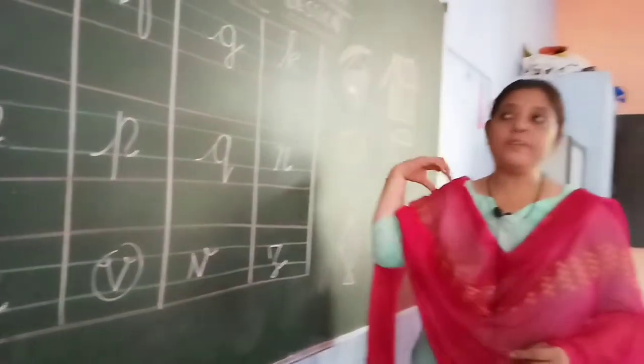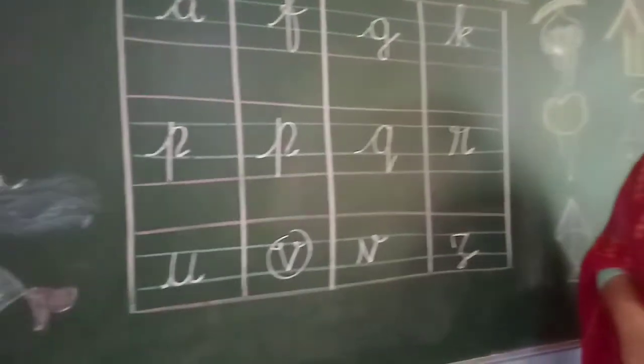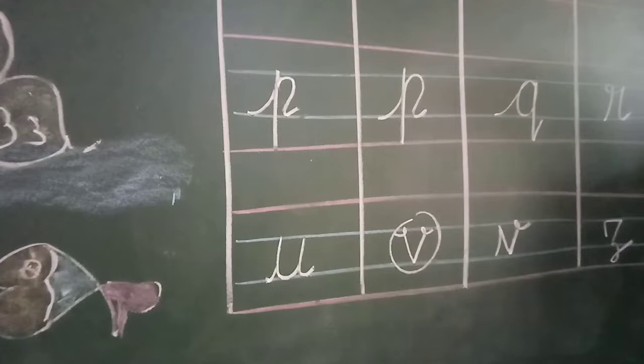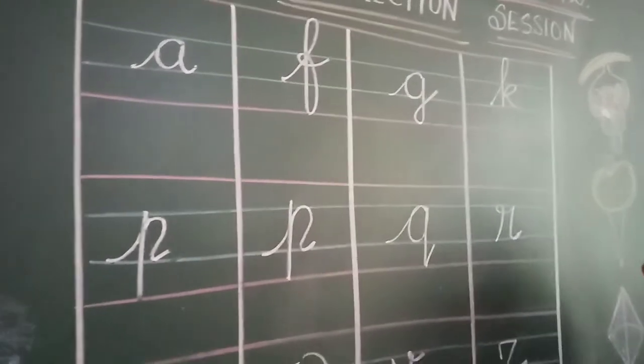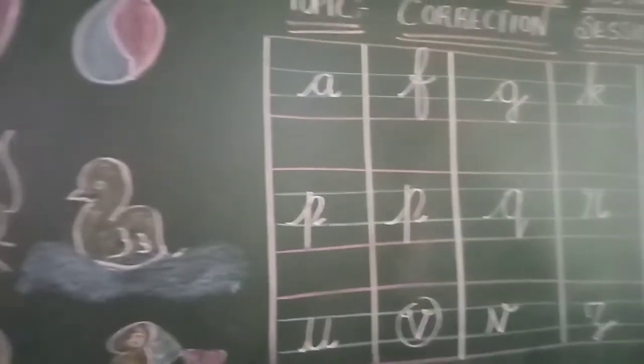Okay children, so you have seen how to do the correction. Now let's see in the notebook also. I have shown you on the blackboard. Now let's come to the notebook, how you have to do it in your notebook. So come towards the notebook. Take out your 4-line notebook and start the correction session.